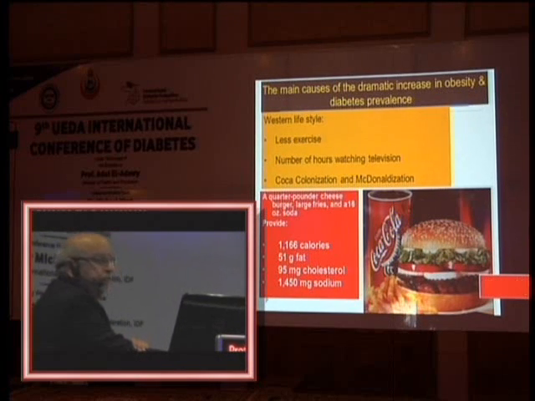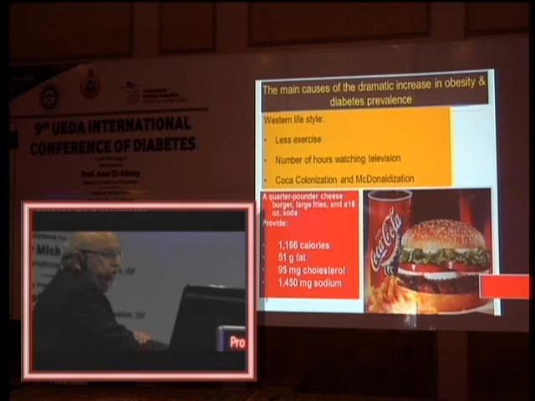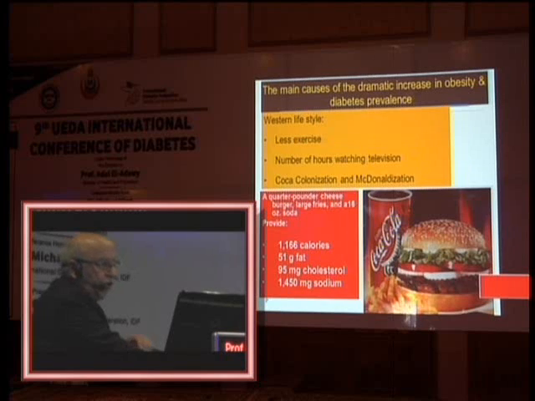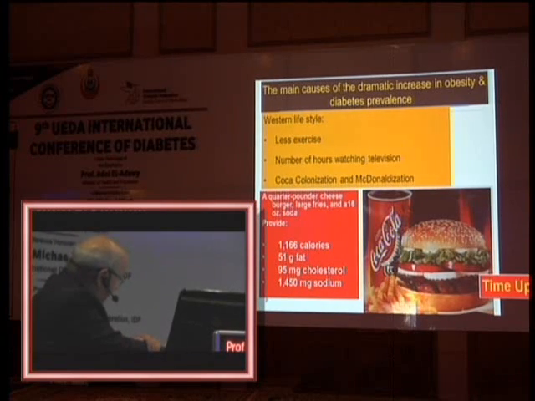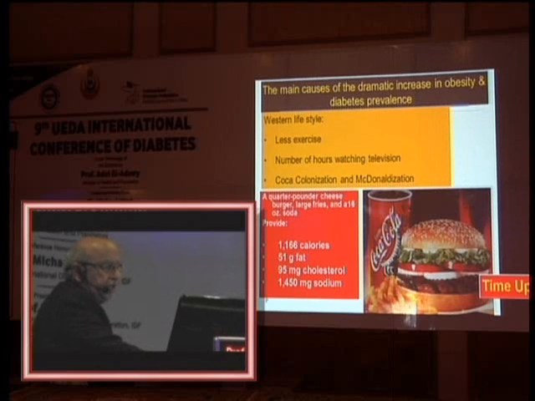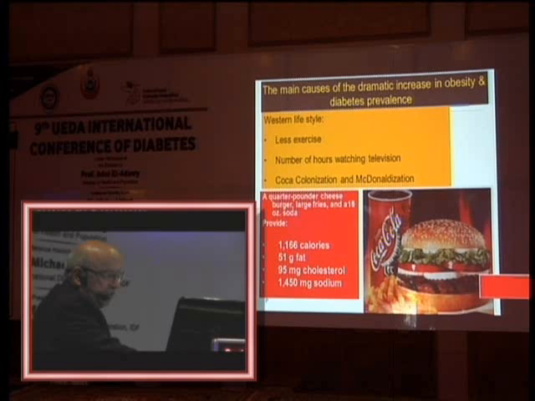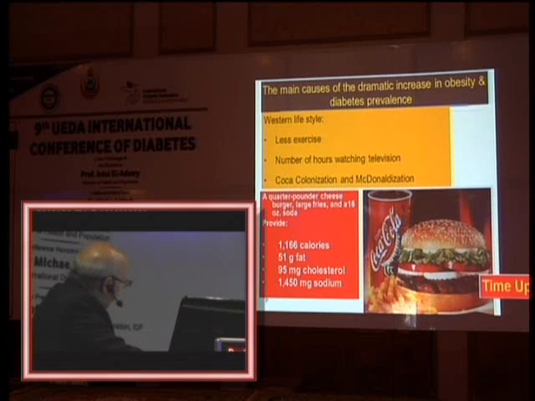Why is this? Western lifestyle, less exercise, number of hours watching television, Coca colonization and McDonaldization. You see that a quarter pounder cheeseburger with a large fries and a 16-ounce soda will provide 1,166 calories, 51 grams fat, 95 milligrams cholesterol, and 1.5 grams of sodium.